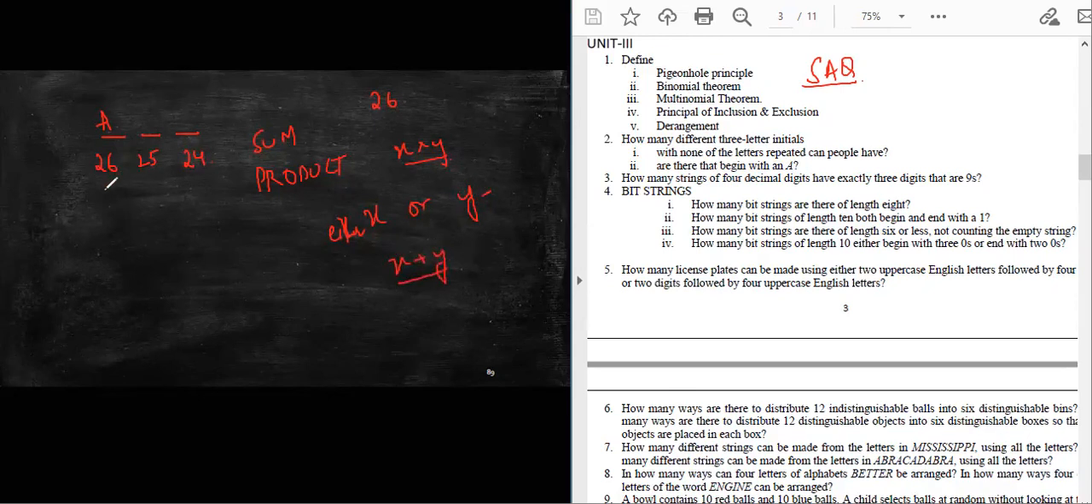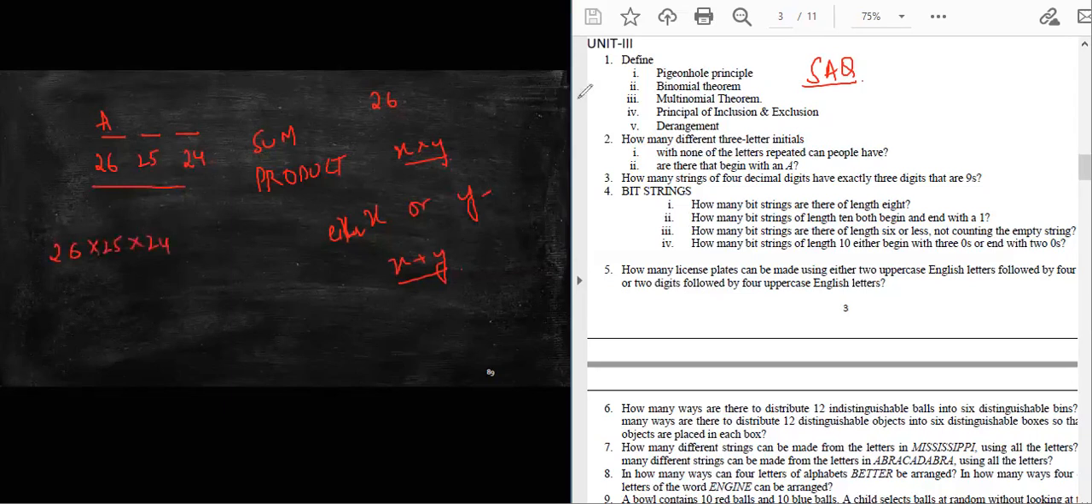Now, what does this problem have? In this problem, for choosing the first letter, we have 26 ways, but for choosing the next letter 25, out of the 26, we are taking 25 letters. So in this case, we have to use the product rule. So by using the product rule, our solution will be the number of different three-letter initials.